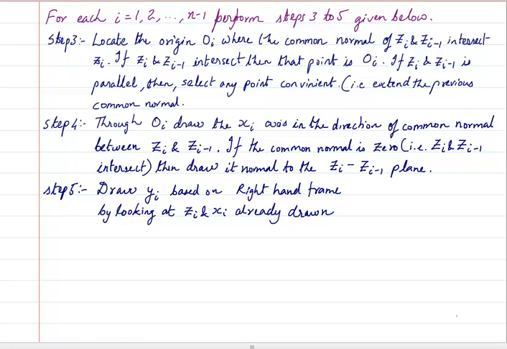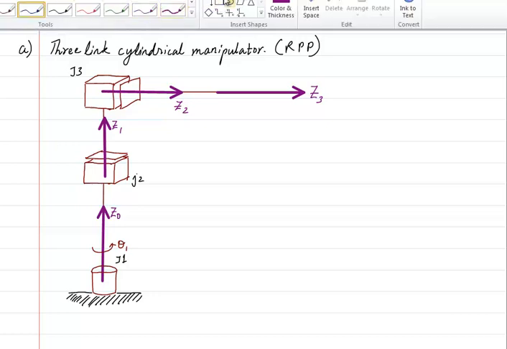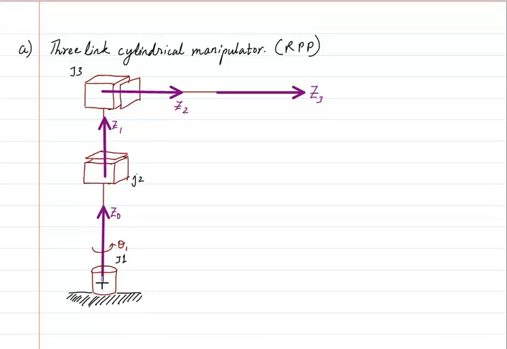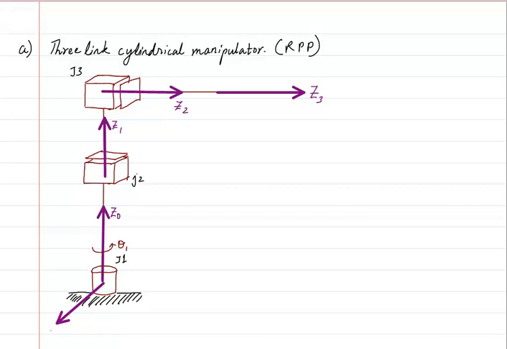So for steps 3 to 5, they are like this. We have to locate the origin of each and every frame that we have drawn. So this is the base frame, and as it was told previously, the base frame I have to draw. So let me draw the x-axis of the base frame. I'm drawing the x-axis to look like this, and let me name it as x naught.